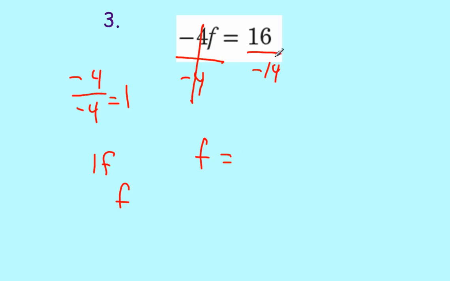So we're going to do 16, excuse me, I'm going to erase that. 16 divided by -4. Positive divided by negative is a negative. 16 divided by 4 is 4, so -4.